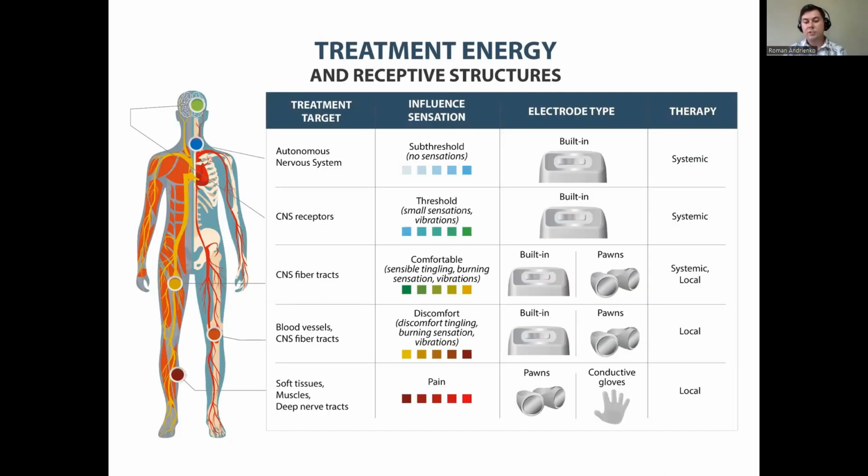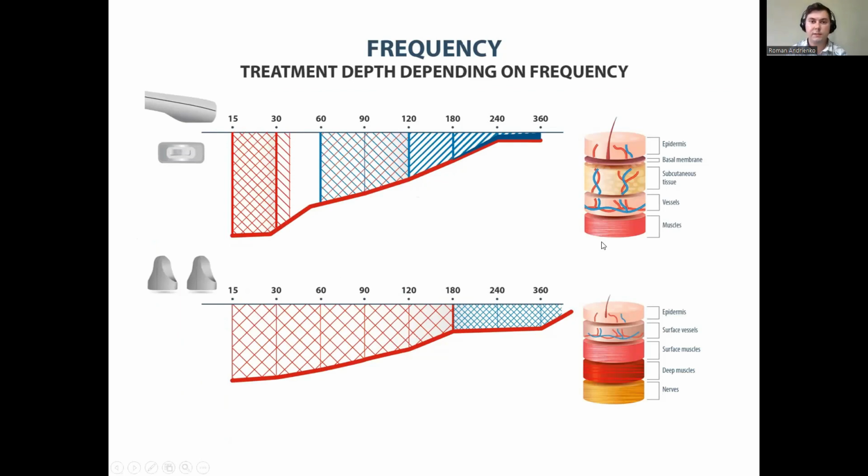Treatment energy chooses the target, chooses the type of therapy depending on the problem we're dealing with. Frequency chooses the depth of our treatment. Because if you identify the problem, if you identify the body structure you need to address, especially if you're a physiotherapist, you may want Scenar to work directly with this or that particular structure.